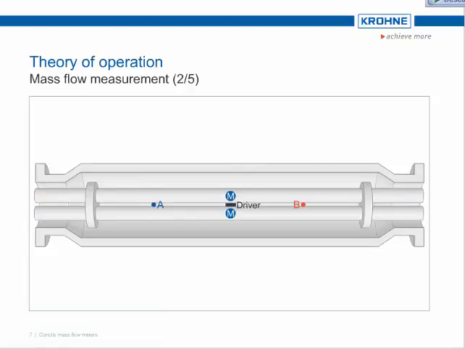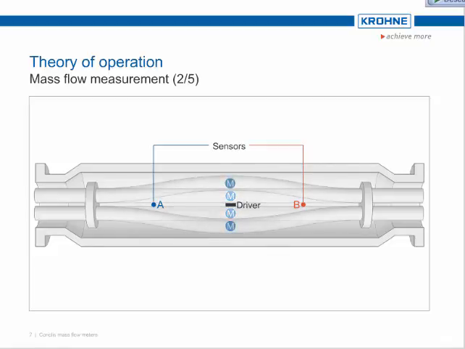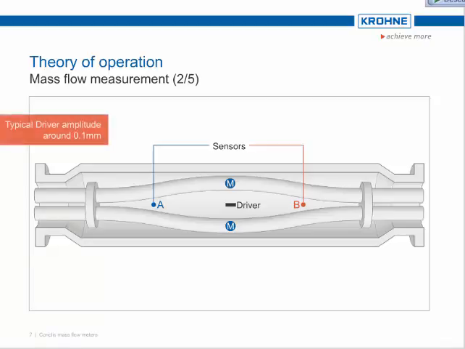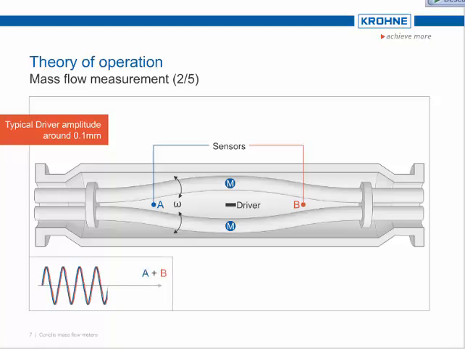In a twin-tube Coriolis meter, the driver resonates both tubes, and the sensors A and B measure deflections between the two tubes. In operation, the driver oscillates the tubes with a very small amplitude of around 0.1 millimeters. The amplitude is exaggerated in the diagrams to demonstrate the principle. The oscillation provides the angular velocity, W, required by the Coriolis principle. The driver oscillates the tubes at the resonant frequency of the system. It will be shown later that this resonant frequency can be used to measure the process fluid density.